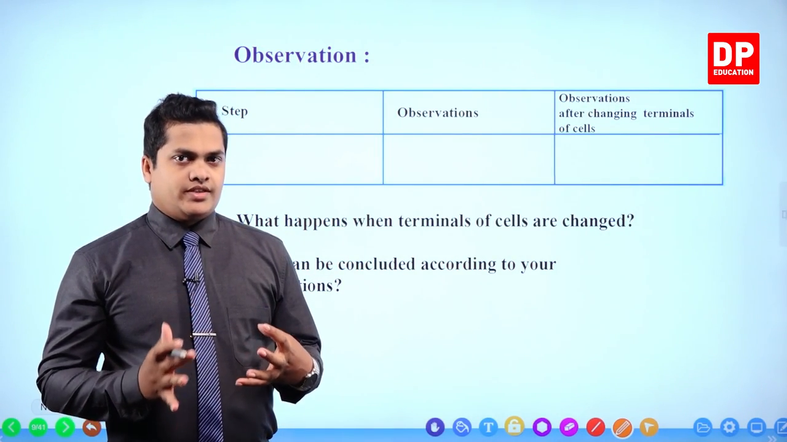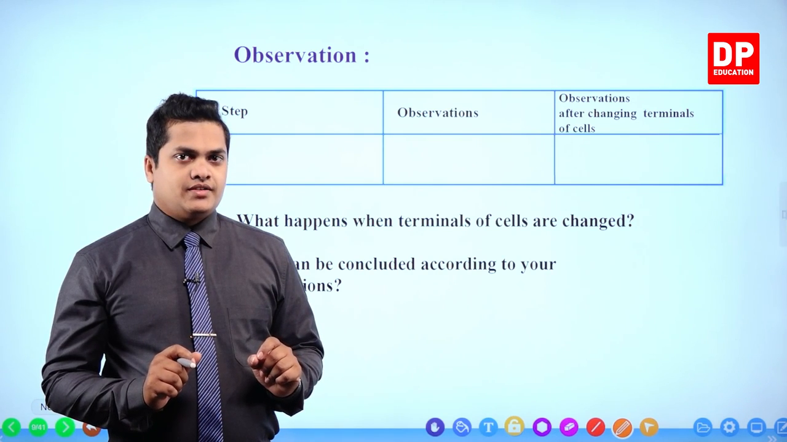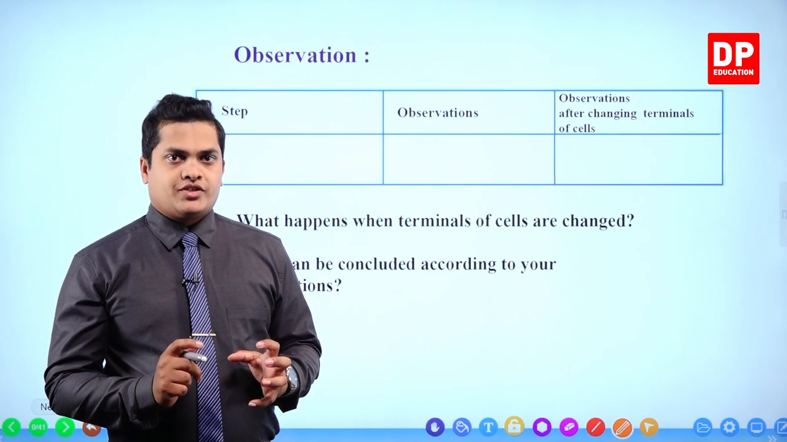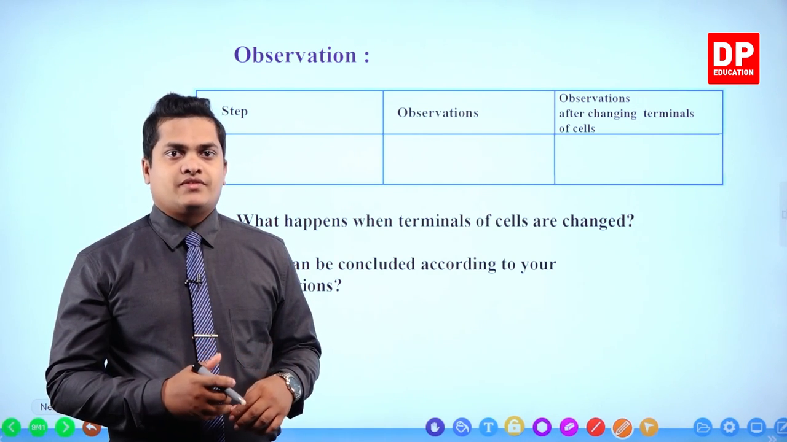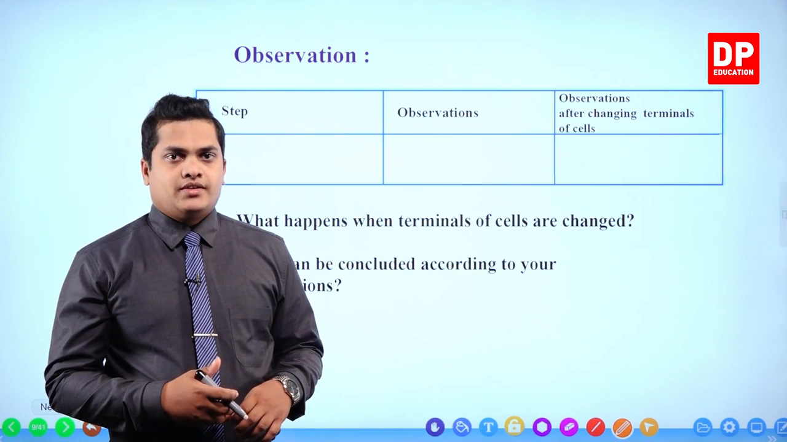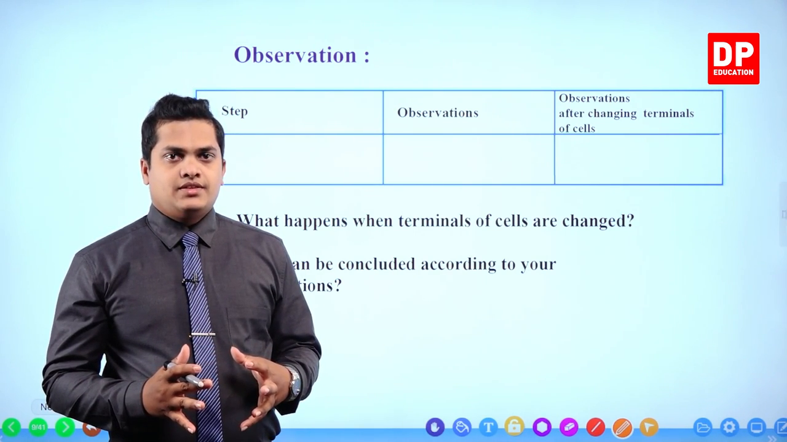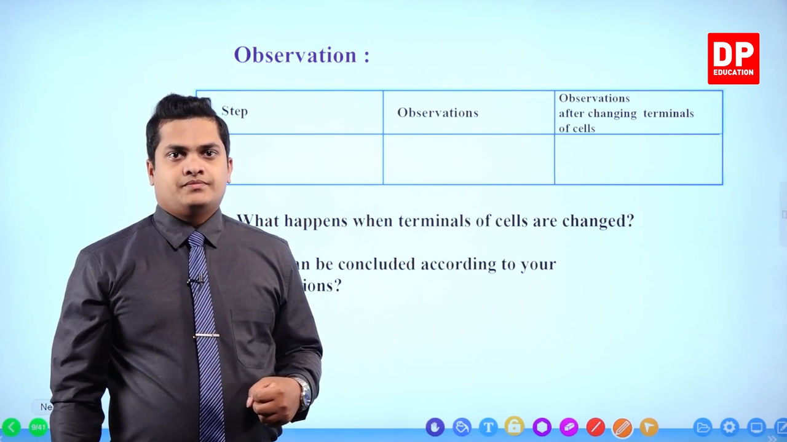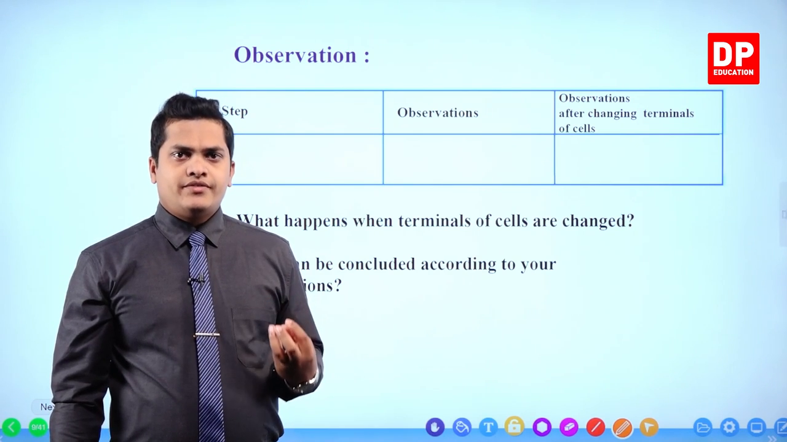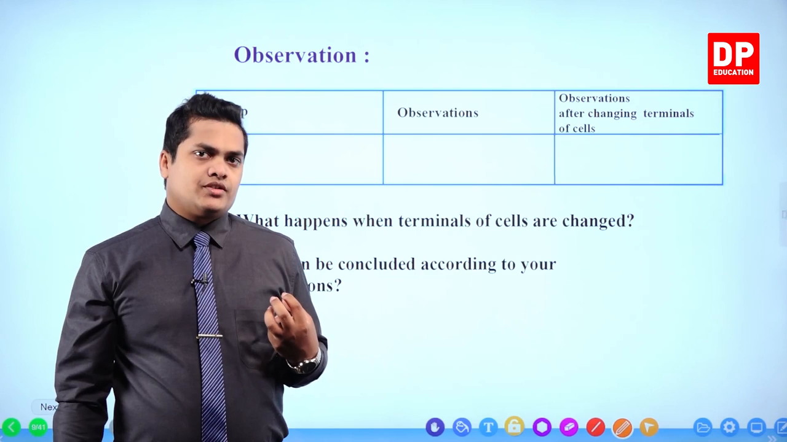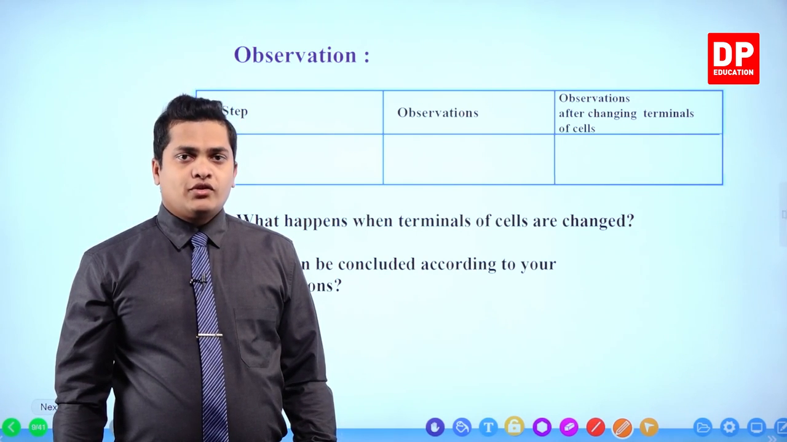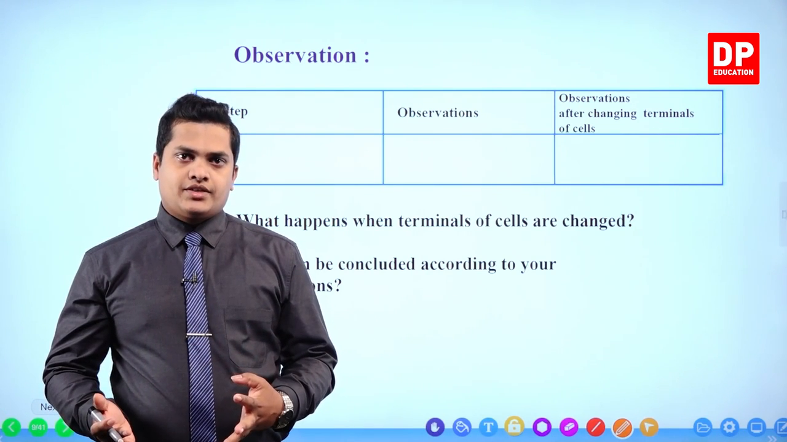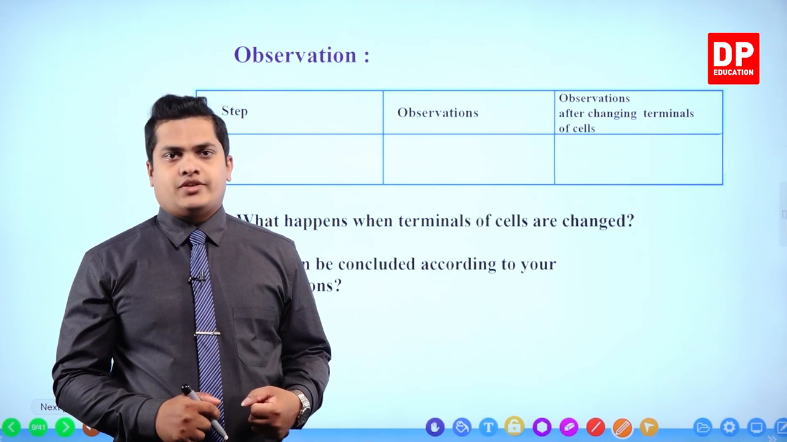So we conducted the activity and you could observe that the motor changes its direction of rotation when you are interchanging the two terminals of the dry cell, right? It's because there is one certain direction in which the electrical charges are going to flow. So when you are changing that direction, the direction of rotation is also going to change.